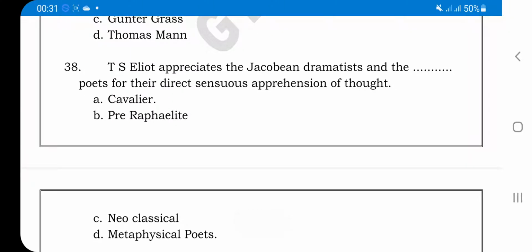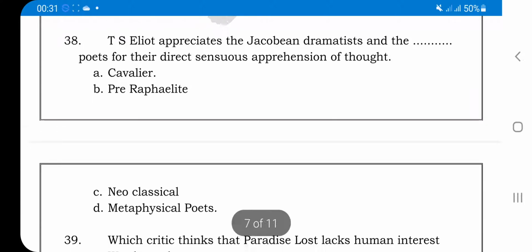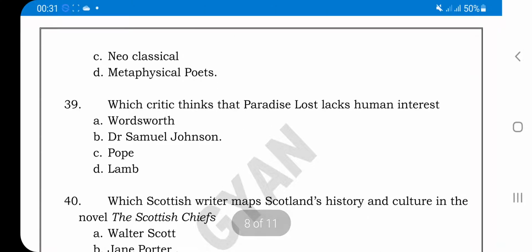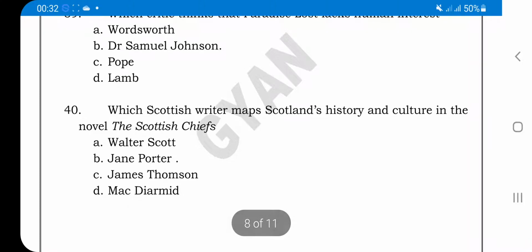T.S. Eliot appreciates the Jacobean dramatists and the poets for their direct, sensuous apprehension of thought. This question is quite good. Which critic thinks that Paradise Lost lacks human interest? This is interesting. Which Scottish writer maps Scotland's history and culture in the novel Scottish Chiefs?